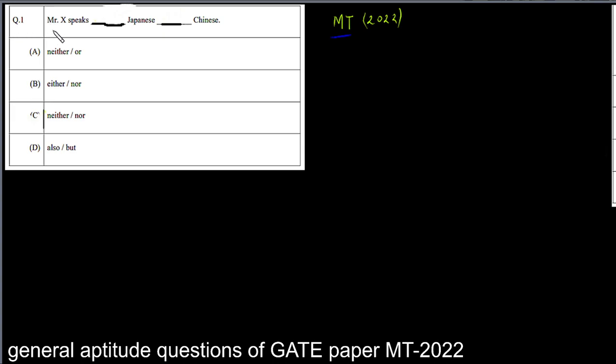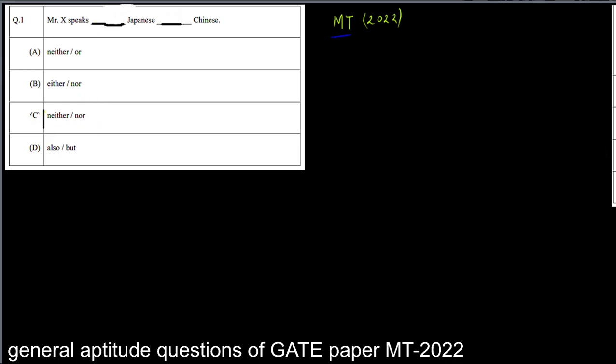Question 1 says: Mr. X speaks, blank, Japanese, blank, Chinese. So we have one unknown person whom we call Mr. X, and we have two languages, Japanese and Chinese, and two blanks. Simply, we have to fill these blanks. Now look at the options: neither, or; either, nor; neither, nor; and also, but.